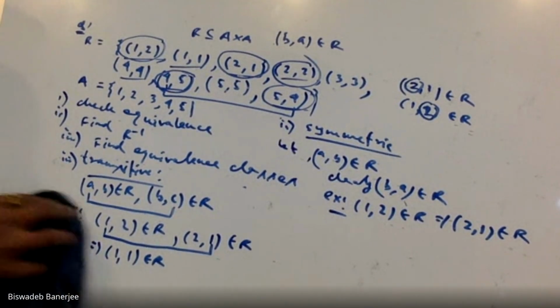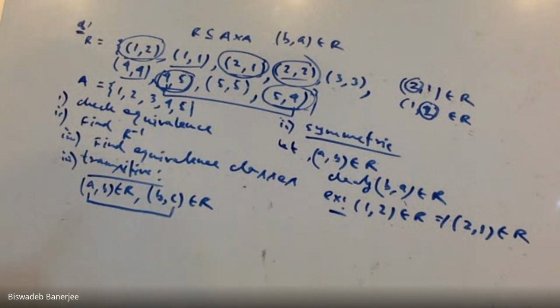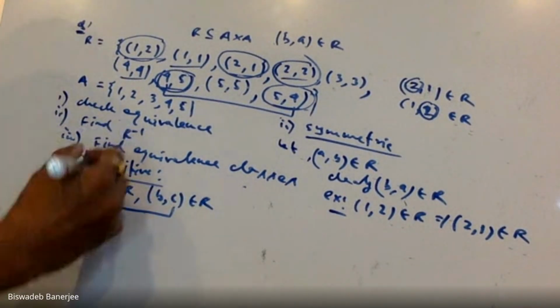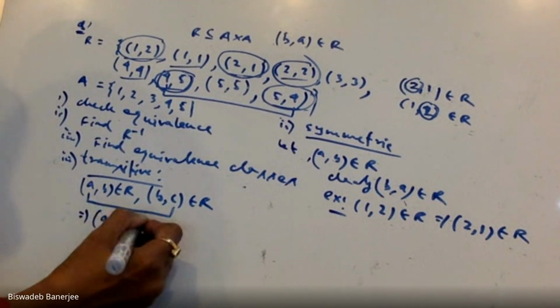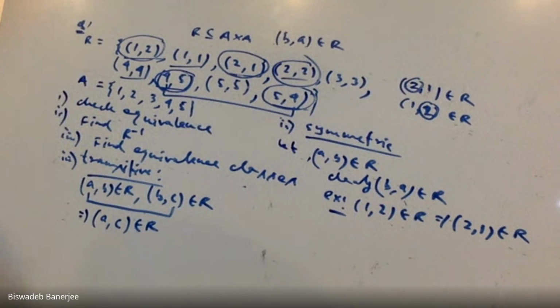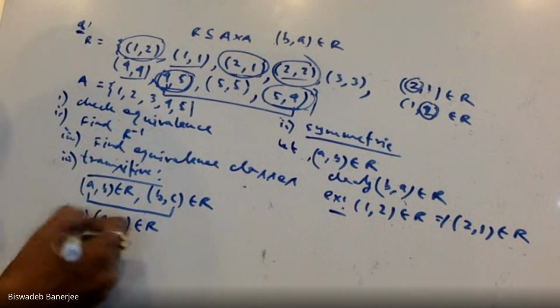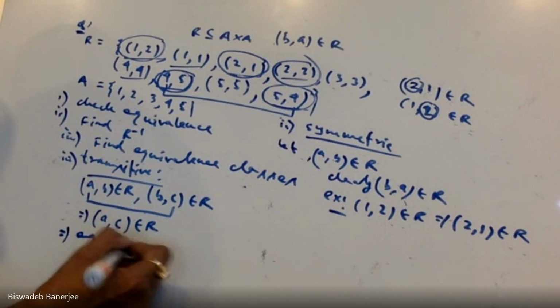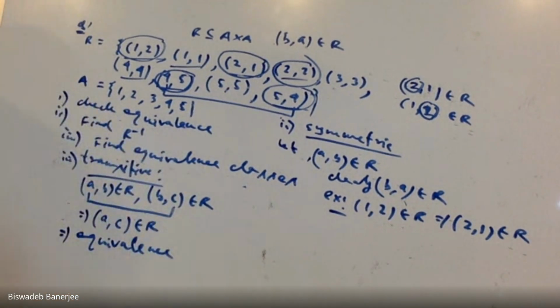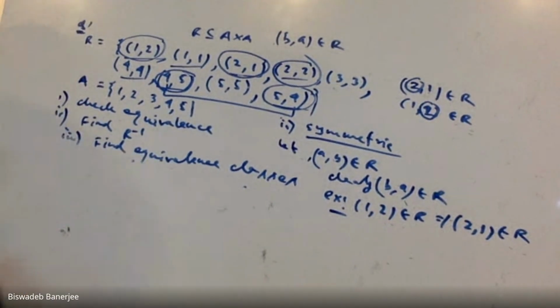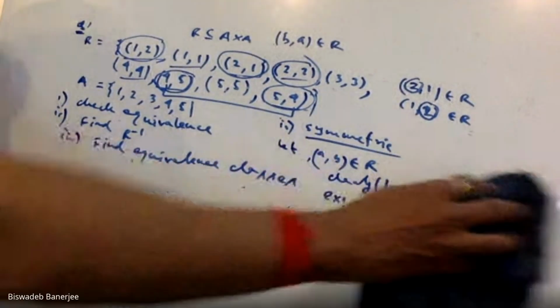So how can we write this? We have to write (a, b) belongs to R, (b, c) belongs to R, it always implies (a, c) belongs to R. This means yes, the transitive property holds. So reflexive, symmetric, transitive, all the properties hold. That means this relation is an equivalence relation. Done. Just pause the video and write down the explanation.